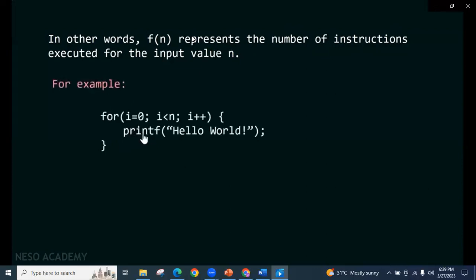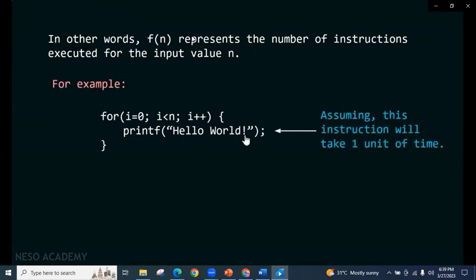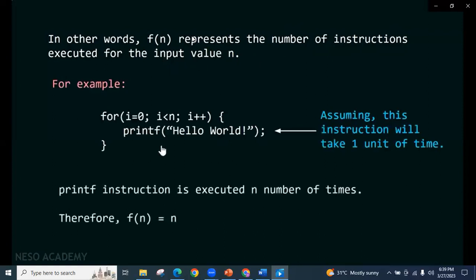Here in this example, I have a printf function within this loop which runs from 0 to n minus 1. Let's say this instruction takes 1 unit of time. This is my assumption. Then we are executing this instruction n number of times. So it is clear that f(n) will be equal to n, because each instruction is taking 1 unit of time and we are executing it n number of times. That is why it depends on the size of the input n, and f(n) is keeping the count of the number of instructions executed for the input value n. This will give us the time complexity.